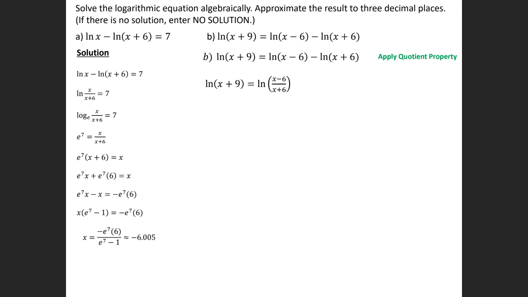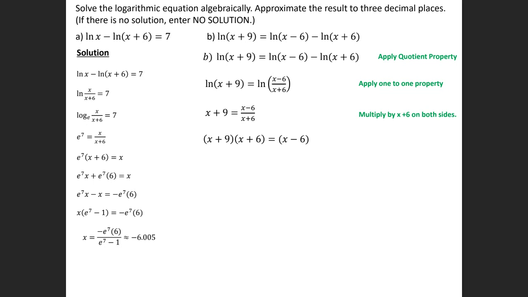Now this just becomes a one-to-one property. For these two logs to be equal to each other, the inputs have to be equal, right? So I'm going to set my inputs equal to each other. x plus 9 is equal to x minus 6 divided by x plus 6. Again, I'm going to cross multiply, and when I do that, I get x plus 9 times x plus 6 is equal to x minus 6.